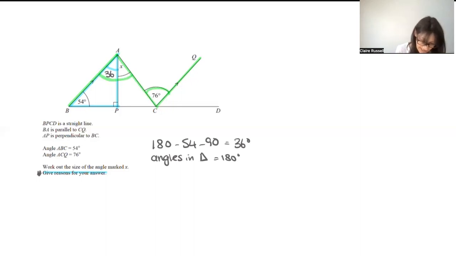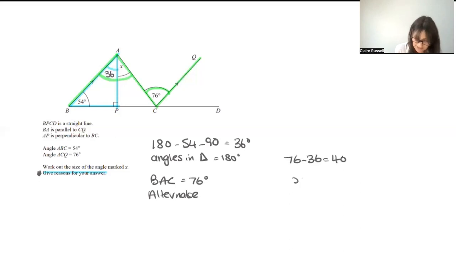So I can now say that angle BAC is equal to 76 degrees because they're alternate. And I can really see now everything coming together here in the middle. The X has to be this 76, take away this 36, and it will leave me that bit there. So to finish it off, 76 take 36 equals 40. X is equal to 40 degrees.